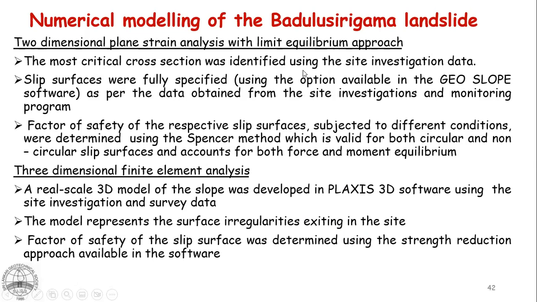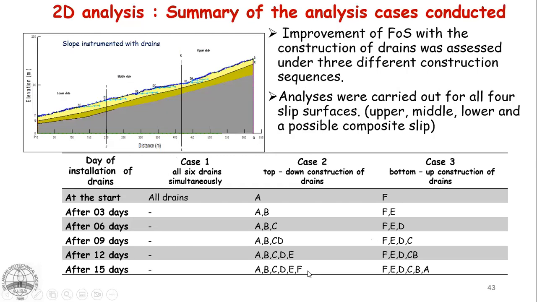For the details, the two-dimensional plane strain analysis used a limit equilibrium approach. The most critical cross-section was identified with the site investigation data. Slip surfaces were fully specified as they were identified. And the factor of safety with respect to the slip surface under different conditions was determined using the Spencer method, because this is a non-circular failure surface. Then in the finite element analysis done with Plaxis, a real-scale 3D model was developed, and different irregularities and soil layers were incorporated. The factor of safety was defined using the strength reduction approach available in it.